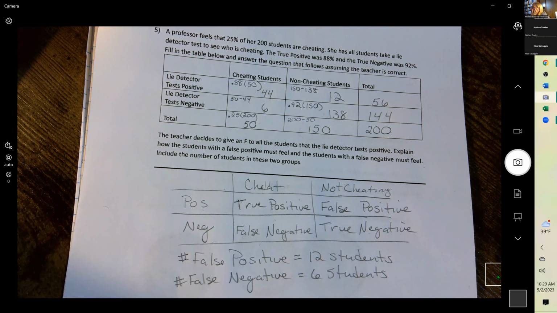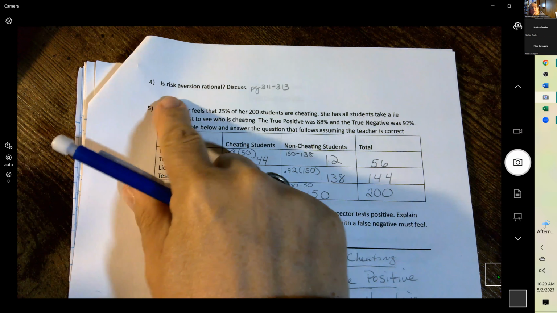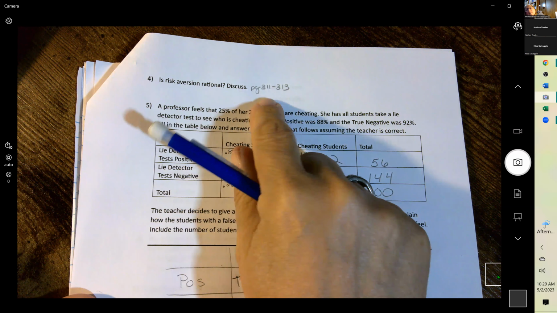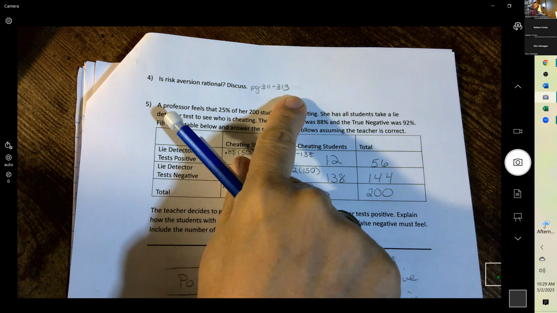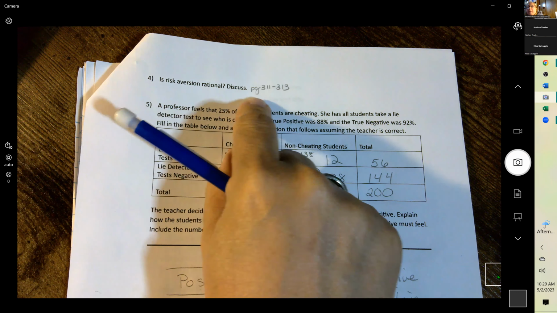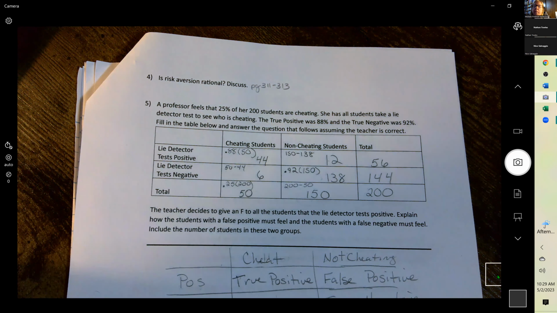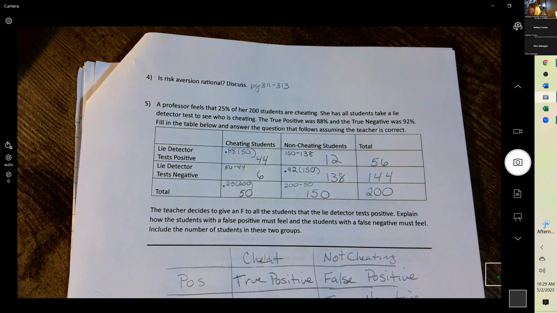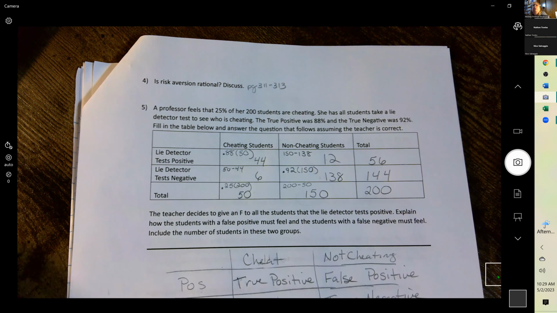Good. Any other ones? On this one here, risk aversion, I just want you to read about it and think about it and write a little paragraph. But in the book, it's 311 to 313. 311 has most of it, but then you could just look up an article also and discuss from the article. It's up to you. But that's on page 311. Any other ones?